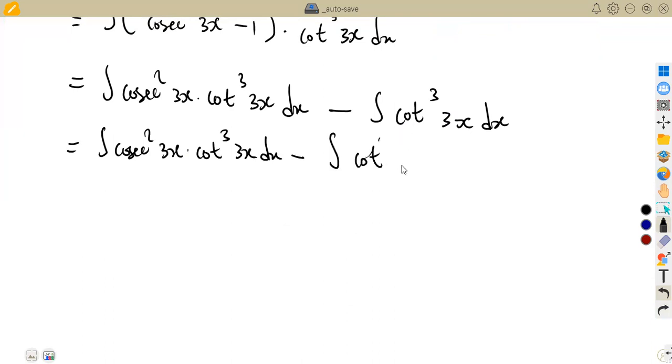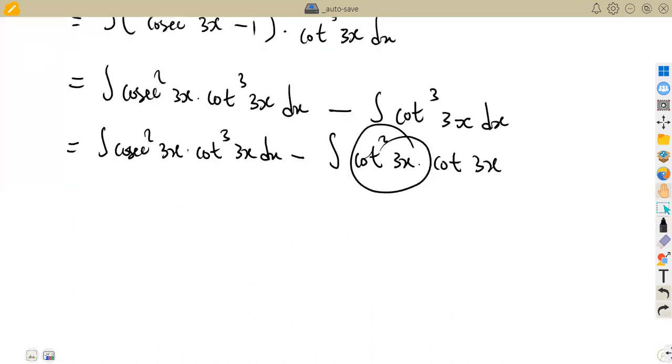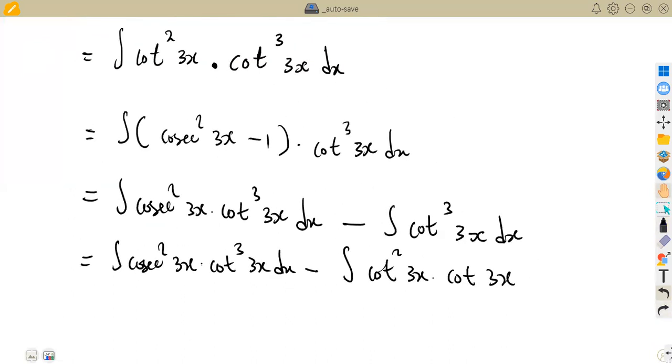So this will be cot squared 3x times cot 3x, so that it gives us what? A 3. This one and this one add up to 3. So we are back again to that cot squared, the one that we wrote here before, in a manner that we can substitute it. So now we have it.